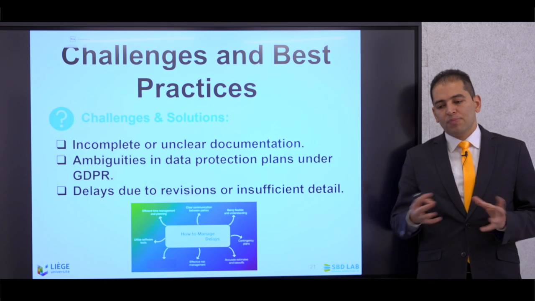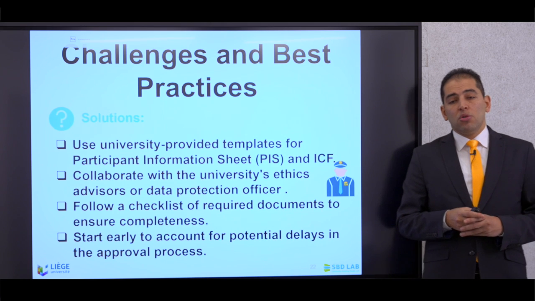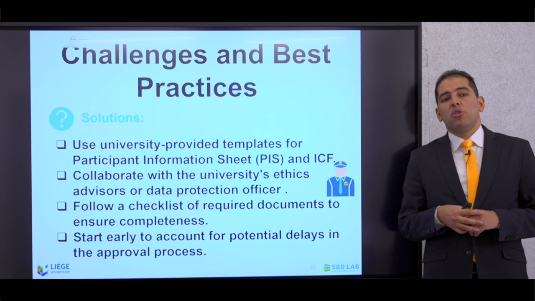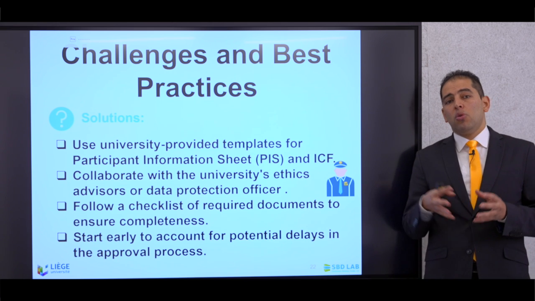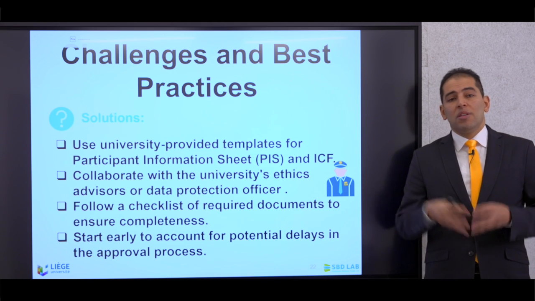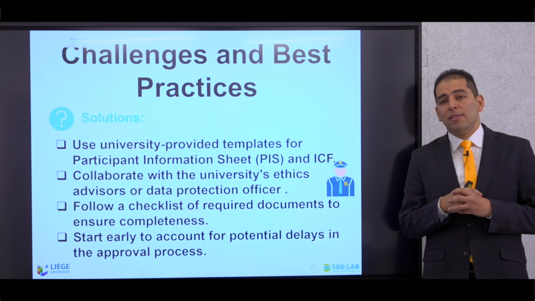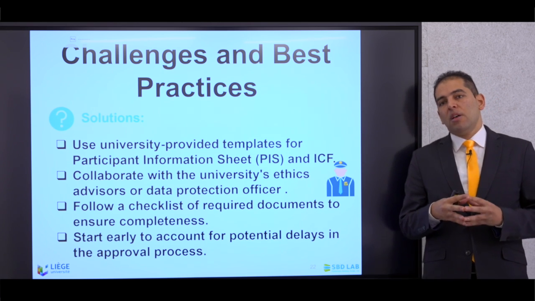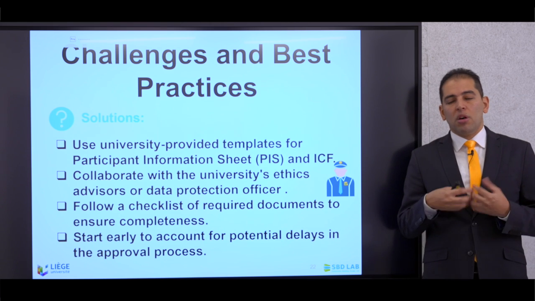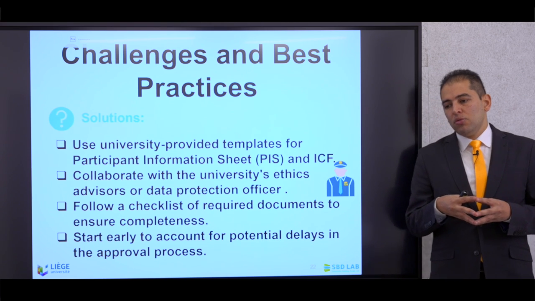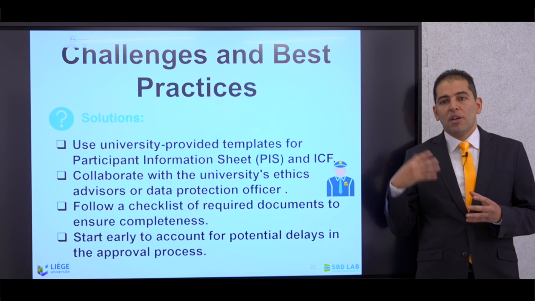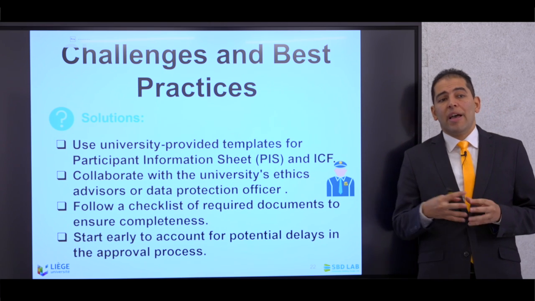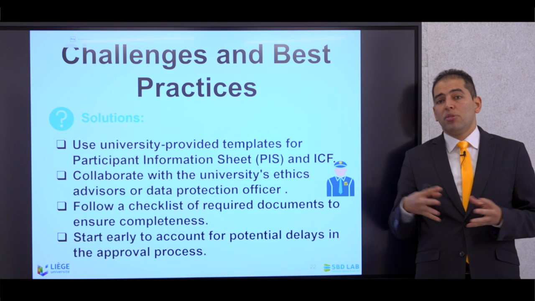Try to make your documentation as complete as possible. The solution here is to use university-provided templates. If the university has templates for participant information sheets or informed consent forms, directly ask the university to hand them to you and use them. Also, you need to contact somebody from the ethical approval committee right away and talk to them or ask for a meeting, so that you avoid a lot of lost time and directly understand what they are thinking and what they are looking for. Collaborate with the university ethics advisors, like I said, and the data protection officers.